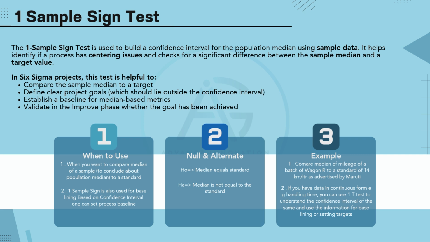Suppose you're testing the mileage of Wagon R cars, and you want to compare the median mileage to Maruti's advertised 14 kilometers per liter. This is a classic one-sample sign test scenario.